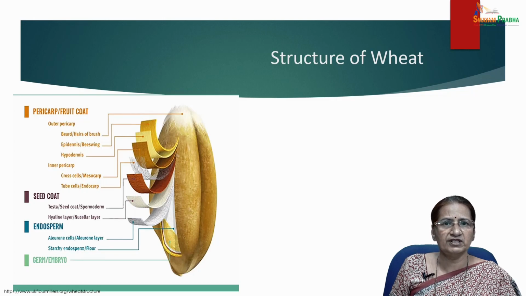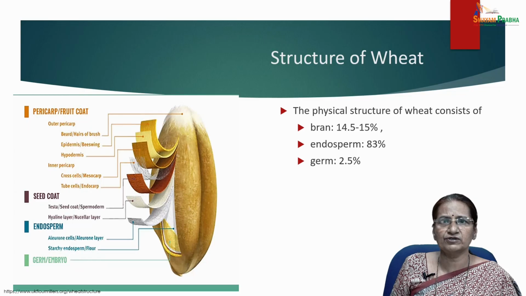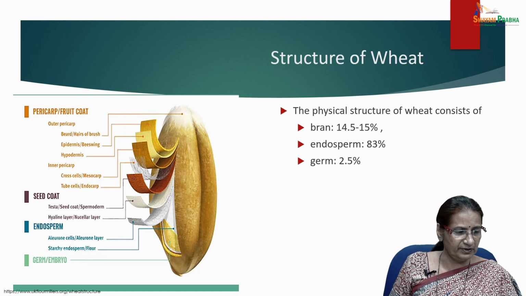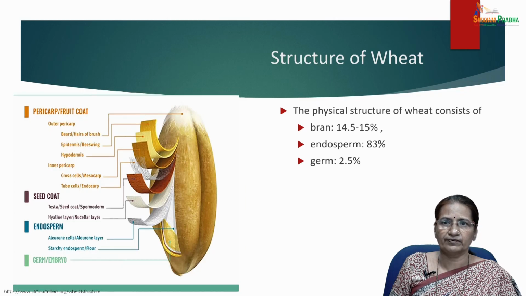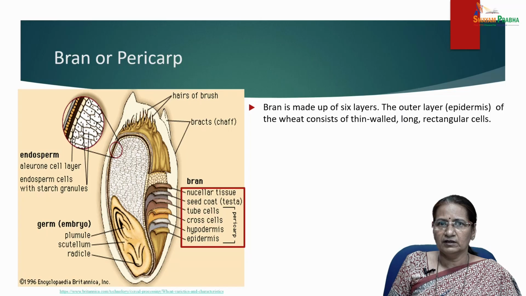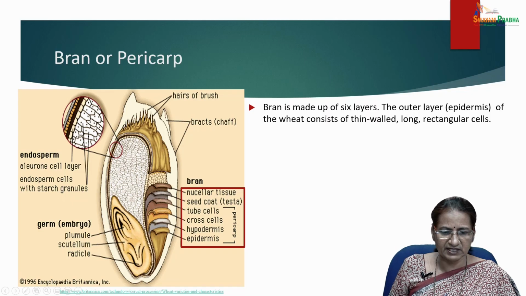Now the structure of wheat in detail. The physical structure of wheat consists of bran 14.5 to 15%, endosperm 83% and germ 2.5%. Now bran or pericarp. Bran is made up of 6 layers.